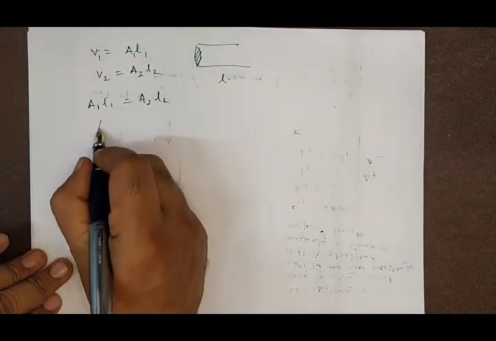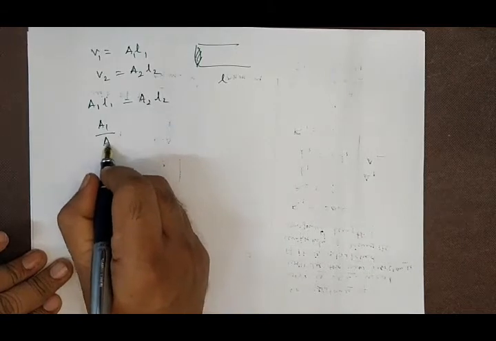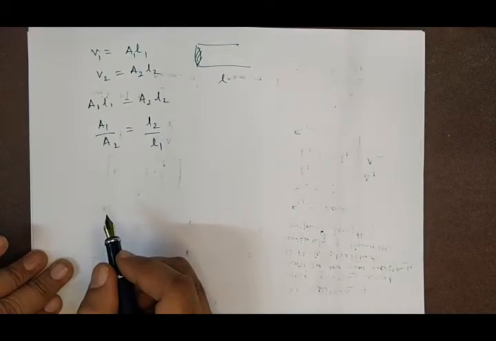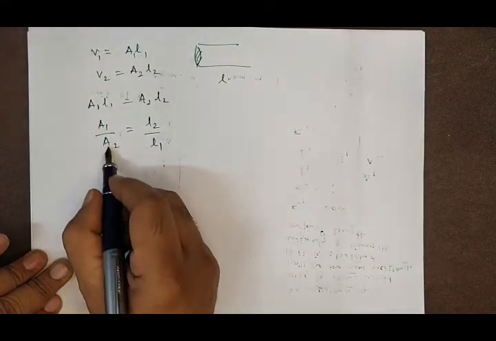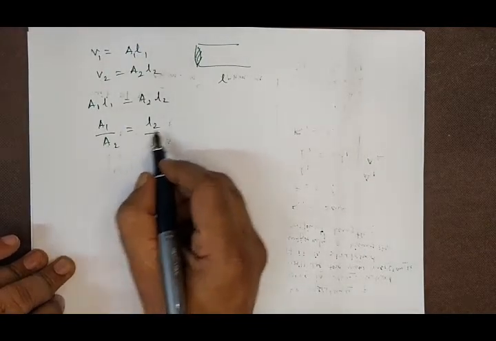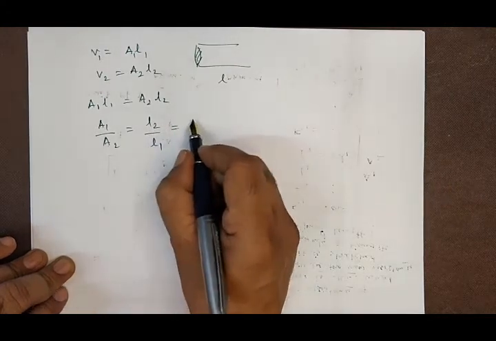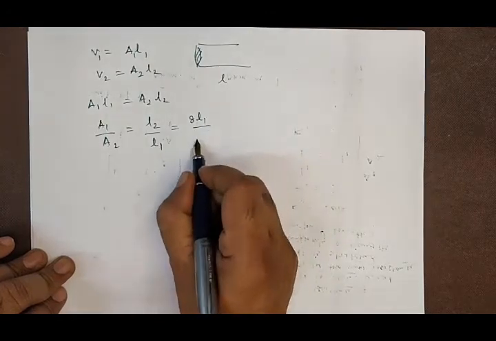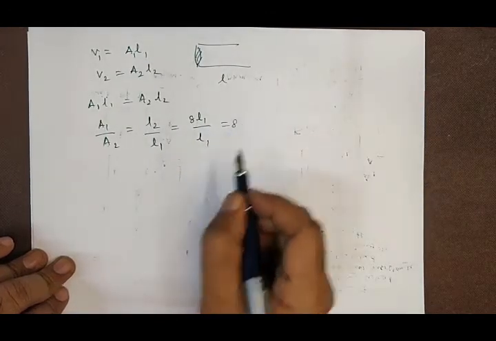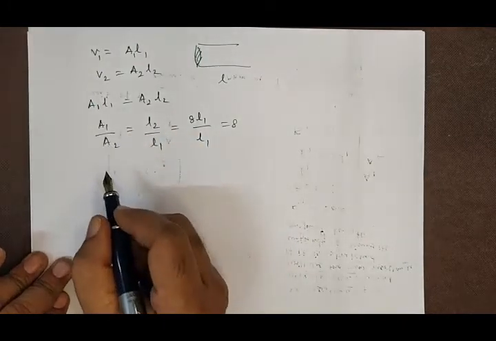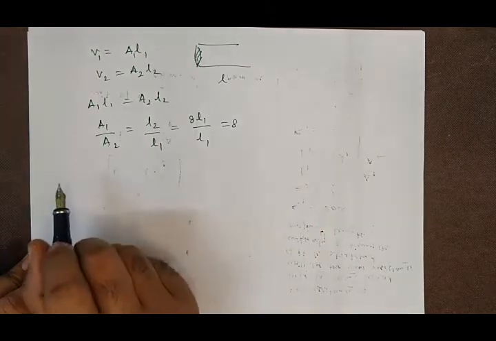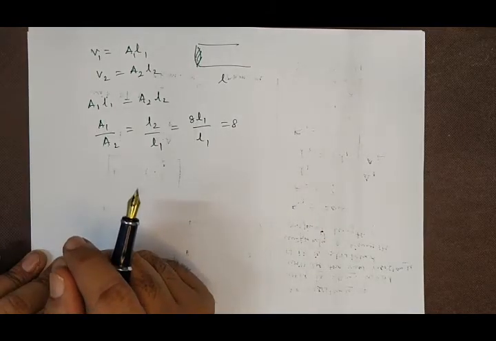Therefore, A1 by A2 is equal to what? L2 by L1. Correct? And instead of writing A1 by A2, I can put what is L2 here? We already know this is 8 L1. Am I right? So divided by L1, so that is equal to 8. So the ratio between the A is 8. Is it not? Okay. So we can suitably substitute here.